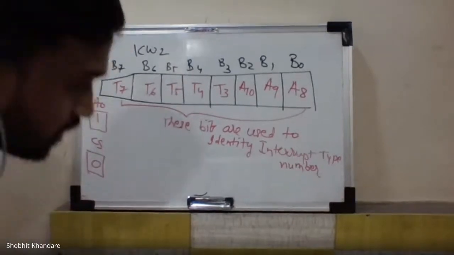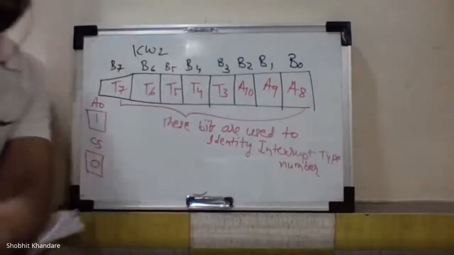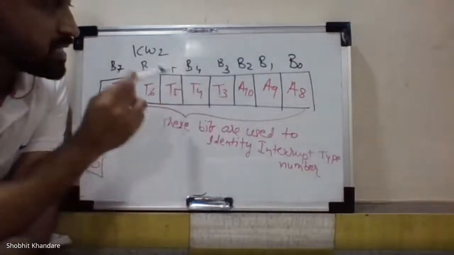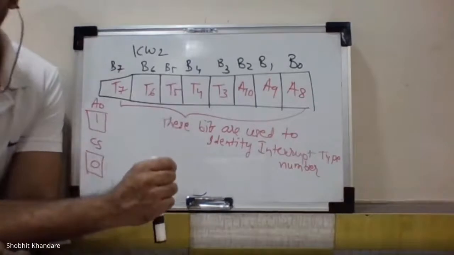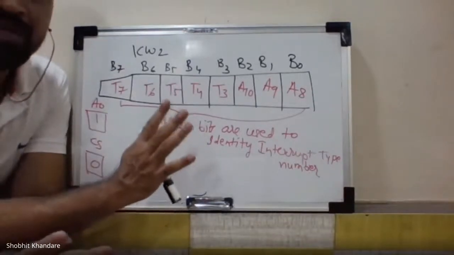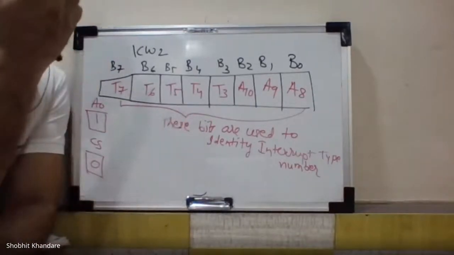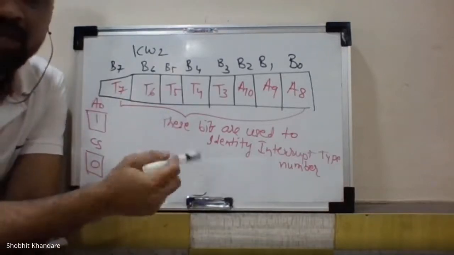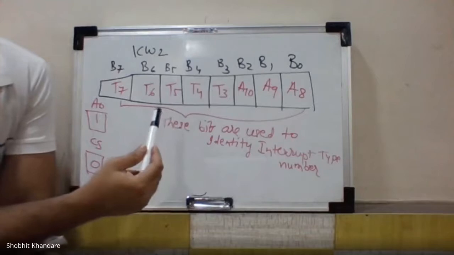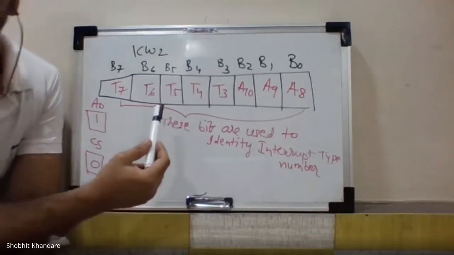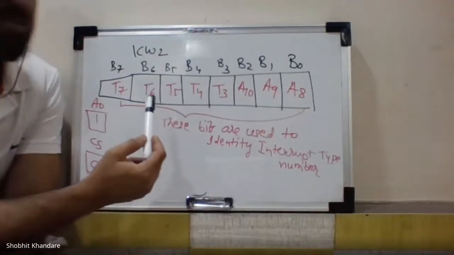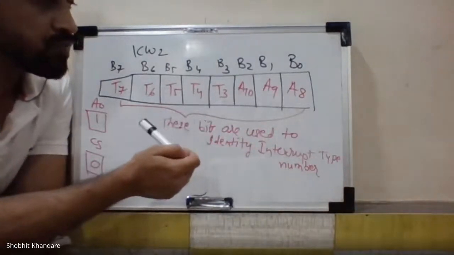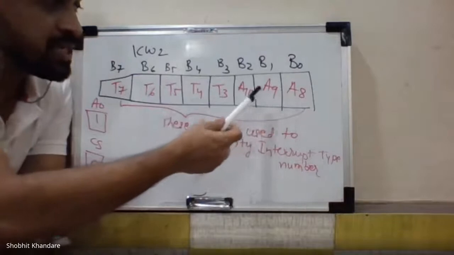Now pay attention. Now we are talking about ICW2. So this is a format, and this ICW2 is a typical format in which the type number is sent. Okay, the interrupt type number. Now, when you talk about the interrupt type number, how is this interrupt type number sent? Now B0, B1, B2, they are the A8, A9, A10.